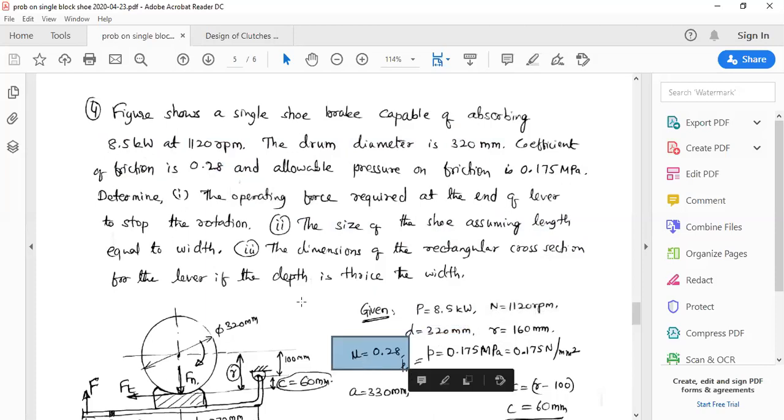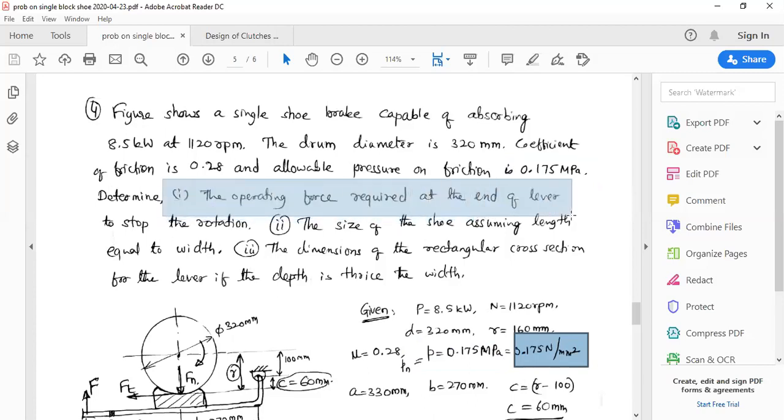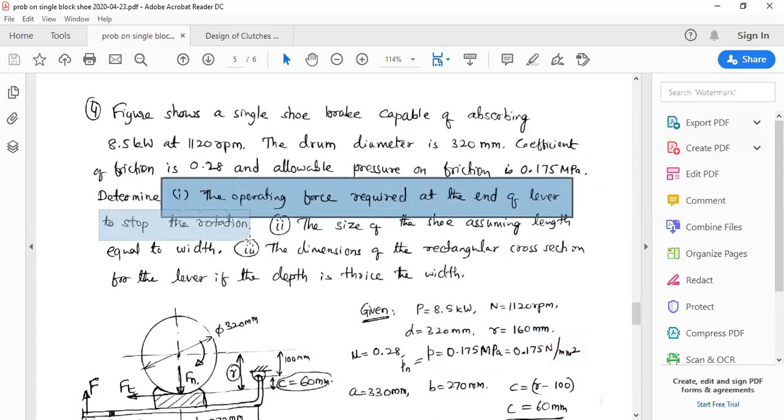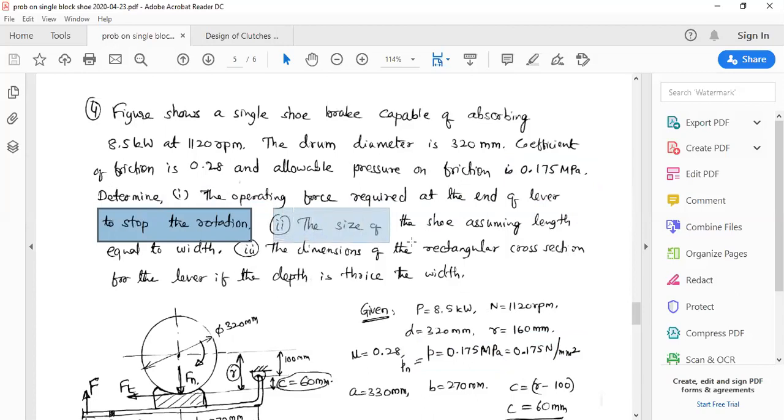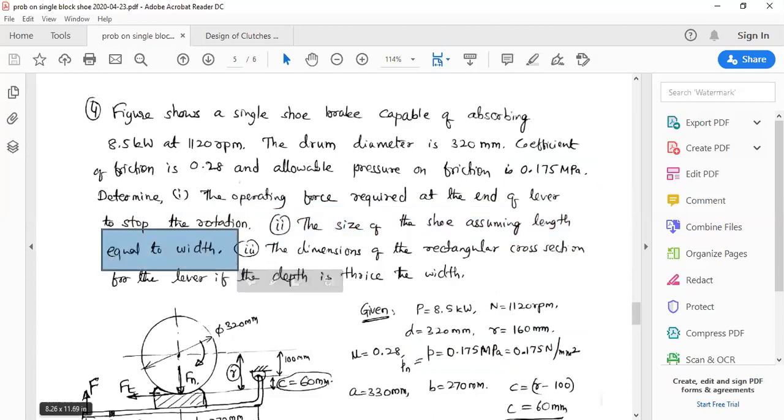So mu is 0.28. The allowable pressure on the friction lining is 0.175 MPa, that is, the normal pressure is given as 0.175 Newton per mm square. We have to determine the operating force required at the end of the lever to stop the rotation. And then we have to determine the size of the shoe, that is the block, assuming length is equal to width. So the length of the block is equated to the width of the block.